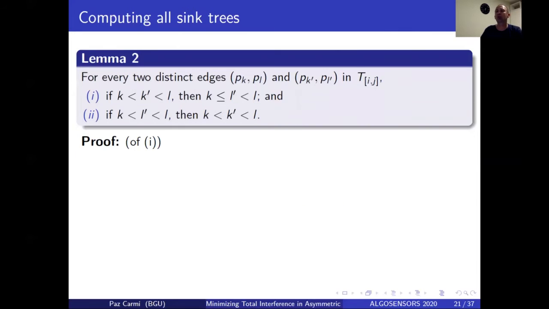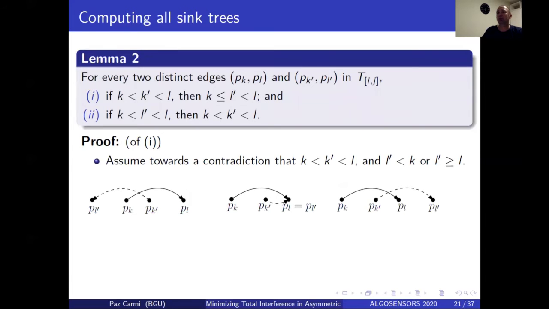Okay, so to see this lemma, we will only prove bullet 1. Bullet 2 is symmetric. So assume toward contradiction that K prime is not between K and L, which means that L prime is smaller than K or L prime is bigger or equal to L. So we have the edge PK, PL, and these are the cases for the edges PK, PK prime, PL prime, if we assume the contradiction.